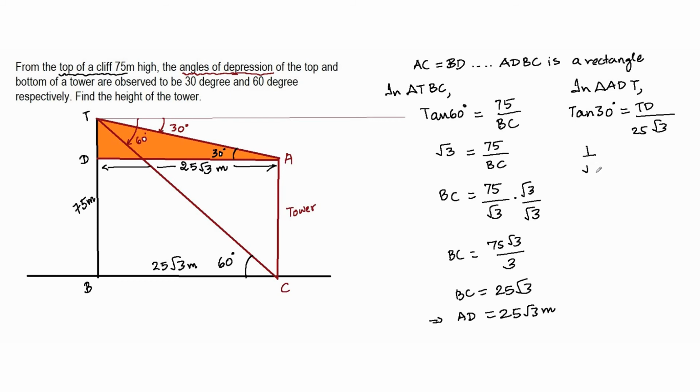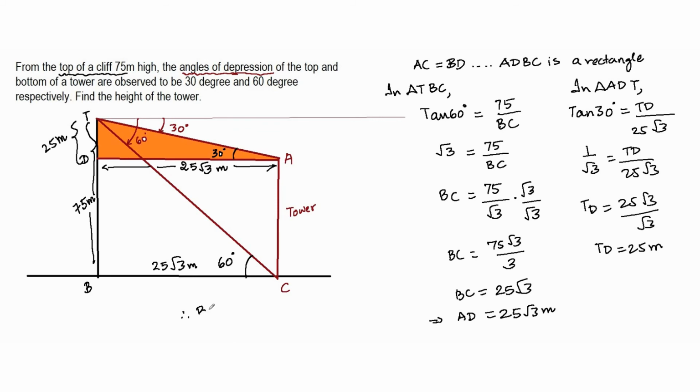And I know that tan 30 is 1 by root 3, so 1 by root 3 is TD upon 25 root 3. Cross multiplying, I get TD is 25 root 3 upon root 3, and therefore TD is equal to 25 meters. That means this particular length is 25 meters and the whole length is 75 meters. Therefore, BD is 75 minus 25, which is equal to 50 meters. So BD is 50 meters, which means that AC is also 50 meters, and therefore the height of this tower is 50 meters.